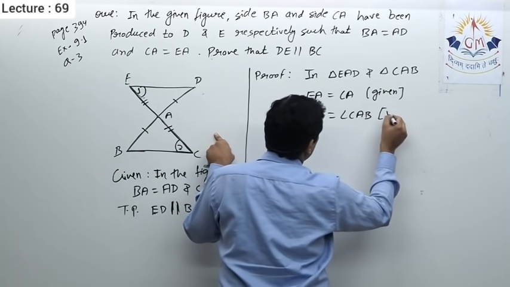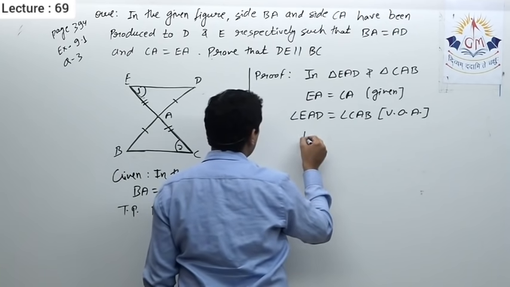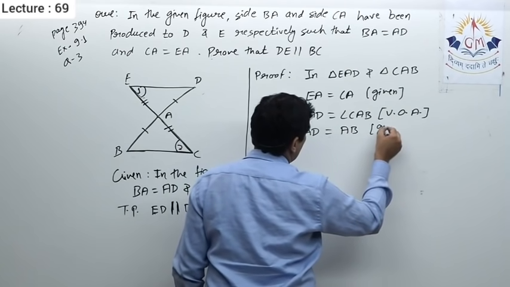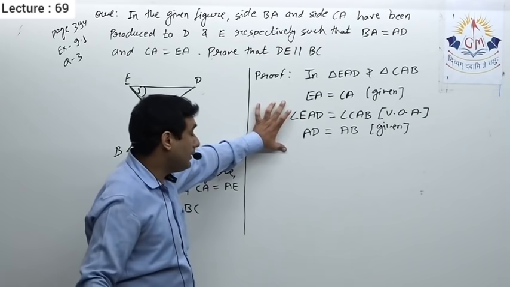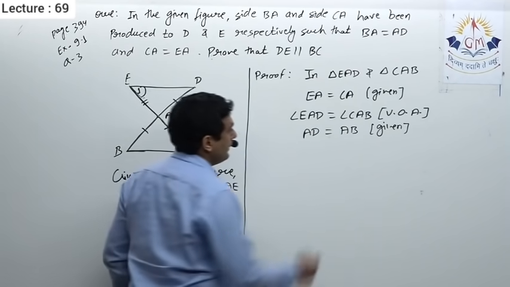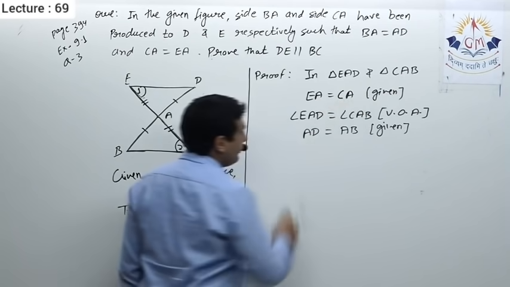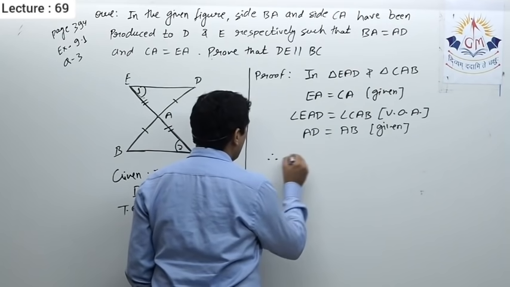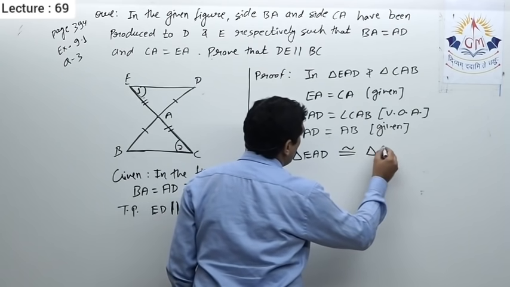Why are these two angles equal? Because they are vertically opposite angles. And AD is equal to AB, that is again given. In these two triangles, these three parts are given equal: first side, then angle, then side. Here this angle is not given directly, but we know they are vertically opposite angles, so they will be equal. So here I can say therefore triangle EAD is congruent to triangle CAB.